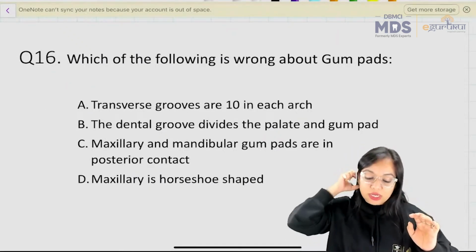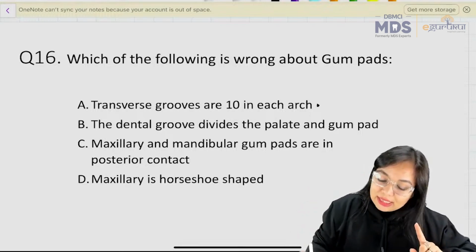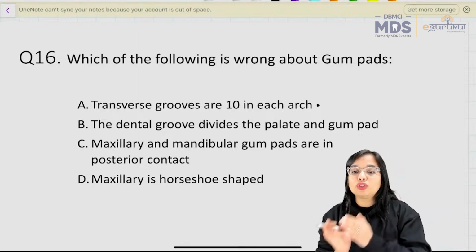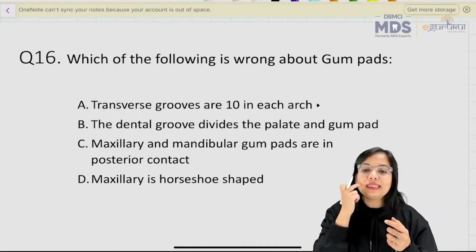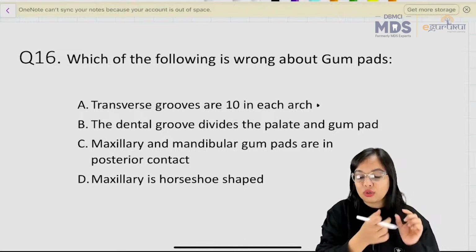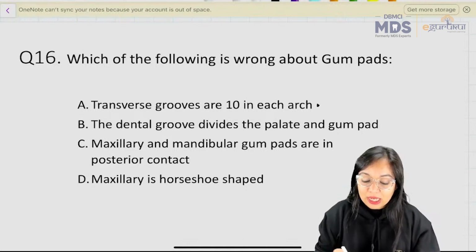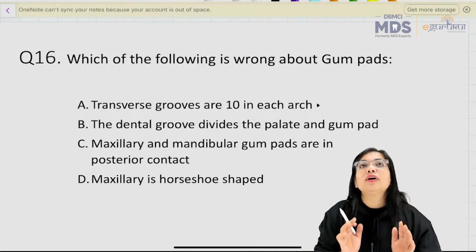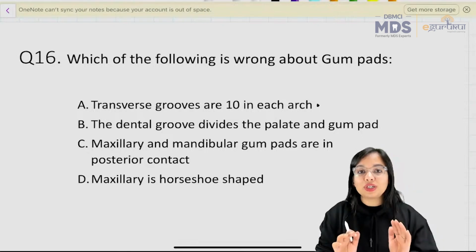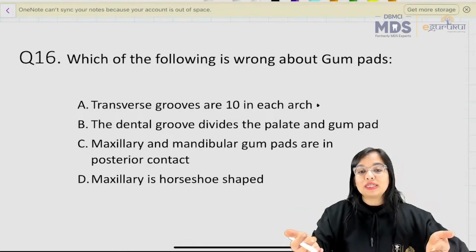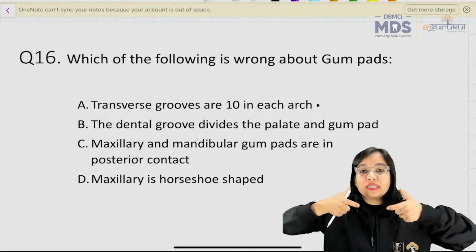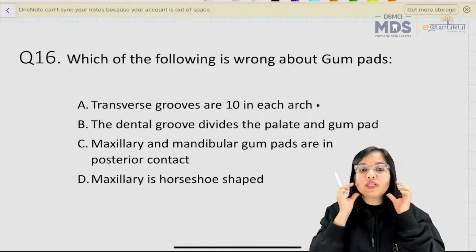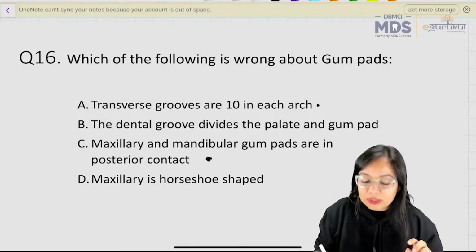Transverse grooves are 10 in each arch. Yes, that's right, because as I told you, transverse grooves make room for the future tooth buds. There are going to be 10 teeth in each arch, so there will be 10 transverse grooves in each arch. That's a correct statement. Maxillary and mandibular gum pads are in posterior contact. I hope you remember from our lecture that anterior open bite is present in the gum pads, because the mandible is in a very retruded and underdeveloped position. So the gum pads contact only in the posterior region. So this also becomes a correct statement.